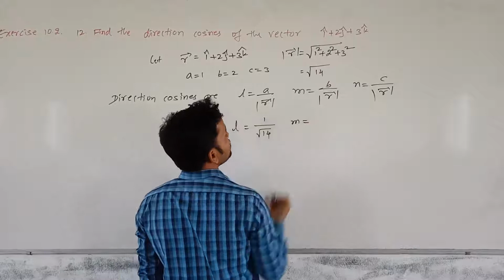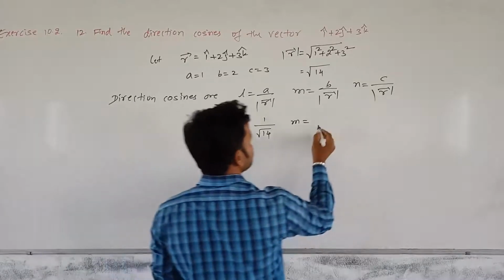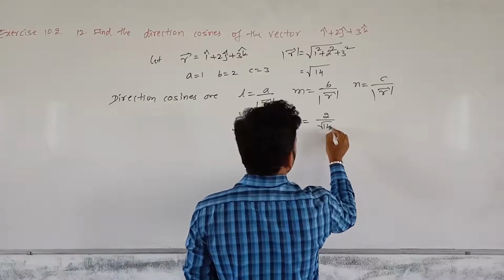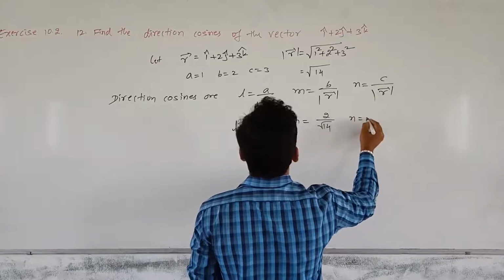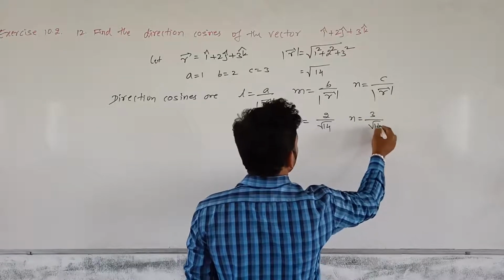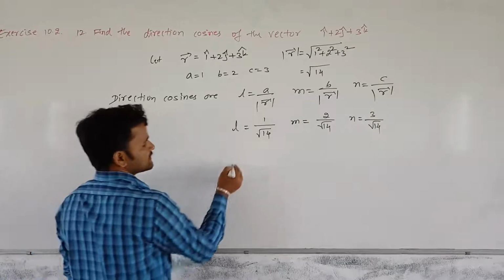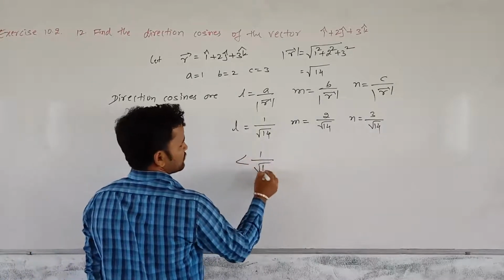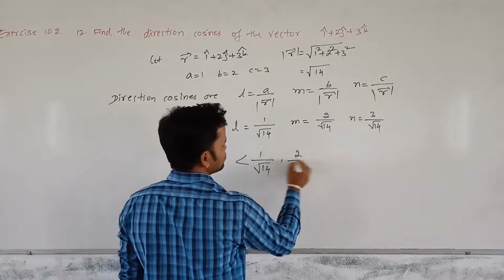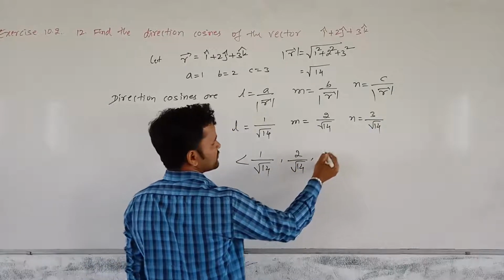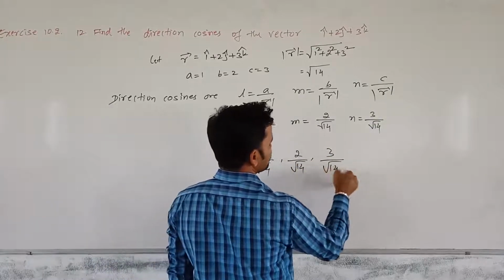M is equal to, B value is 2, so 2 by square root of 14. N value is 3 by square root of 14. What are the direction cosines then? Direction cosines are 1 by square root of 14, 2 by square root of 14, 3 by square root of 14.